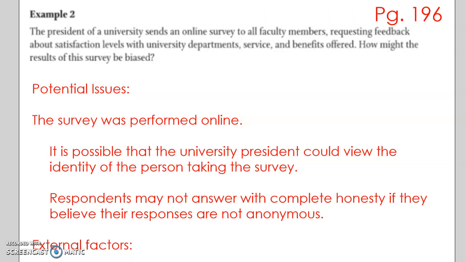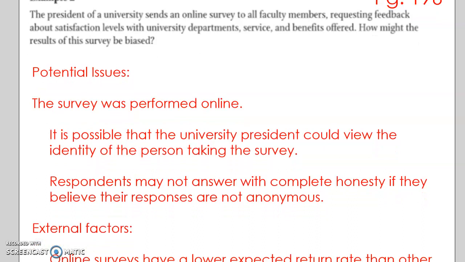All right, moving on. So example 2, president of a university sends out an online survey, wants some feedback. How might the results of the survey be biased? So, sometimes with it being online, how do we really know if the university's president really cannot identify the person who is taking the survey. Is it really anonymous? What about the respondents? How honest are they with their responses?